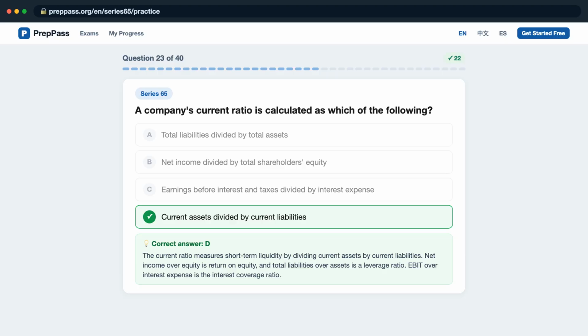The current ratio measures short-term liquidity by dividing current assets by current liabilities. Net income over equity is return on equity, and total liabilities over assets is a leverage ratio. EBIT over interest expense is the interest coverage ratio.